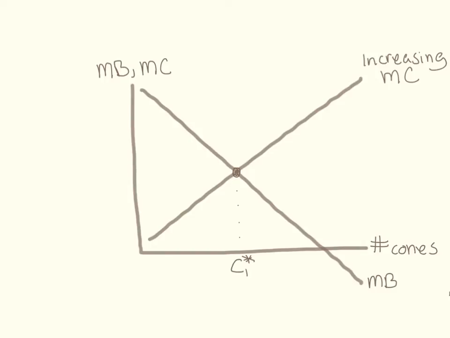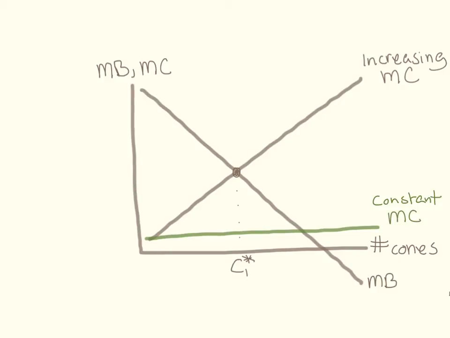Now, how does our answer, that is, how does C1 star change if we instead use a constant marginal cost? So we consider only the explicit cost of an ice cream cone, so that $1 that it costs to purchase an ice cream cone, and we ignore the opportunity cost. So our marginal cost curve is therefore a flat line. So here's our constant marginal cost line.